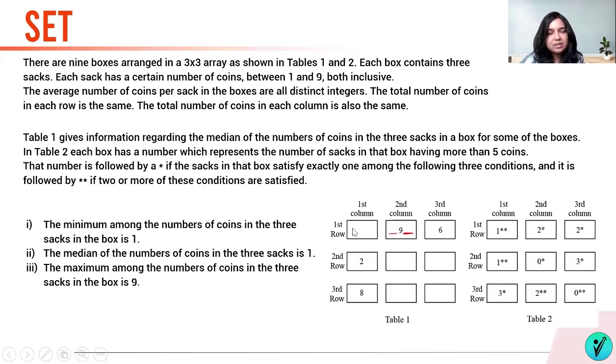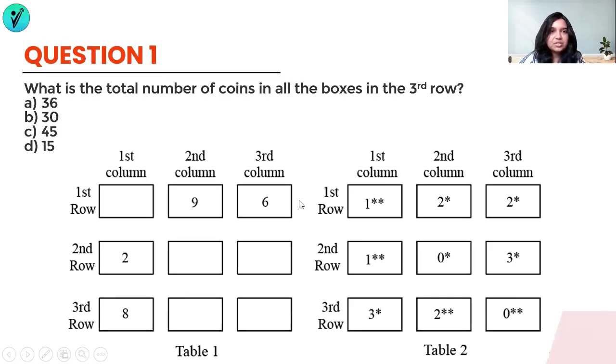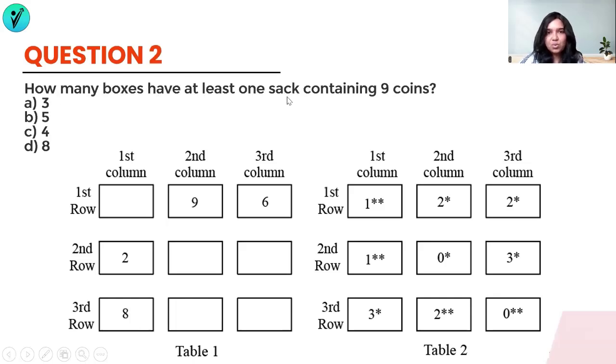Now, the idea is to fill in all the numbers of the boxes and then go to the questions. But let's take a look at the questions as standard practice to understand at what depth can the questions be asked, or are they easy, or are they medium, or are they difficult in terms of the level of difficulty. Question 1 is, what is the total number of coins in all the boxes in the 3rd row? Okay, so they've asked us this. How many boxes have at least 1 sack containing 9 coins? So it's a straightforward question again.